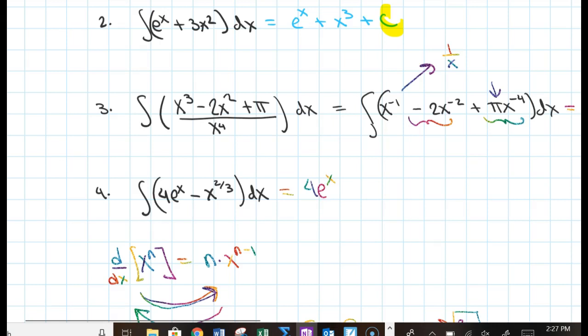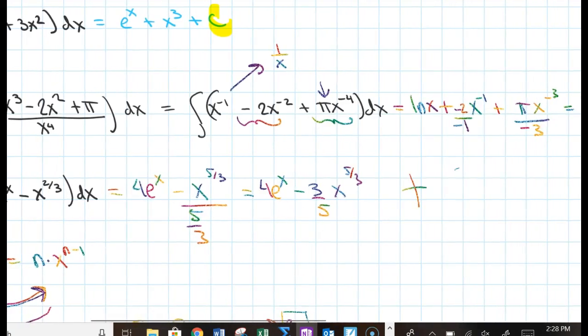4e to the x minus, okay, x to the 2/3. It's a power rule. I know you don't necessarily like this power, but it's just a number. This is not an integer. Add 1 to 2/3. 2/3 plus 3/3 is 5/3. So x to the 5/3. But then you have to divide by that coefficient 5/3. This looks ridiculous. You'd want to clean it. 4e to the x minus 3/5 x to the 5/3. And then what's left? Plus c.